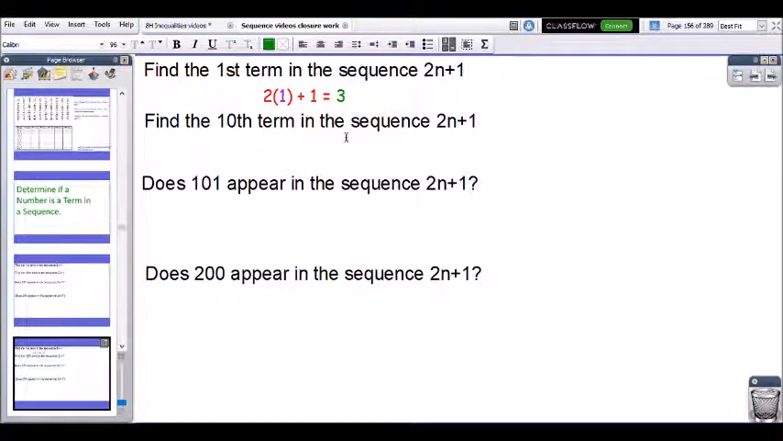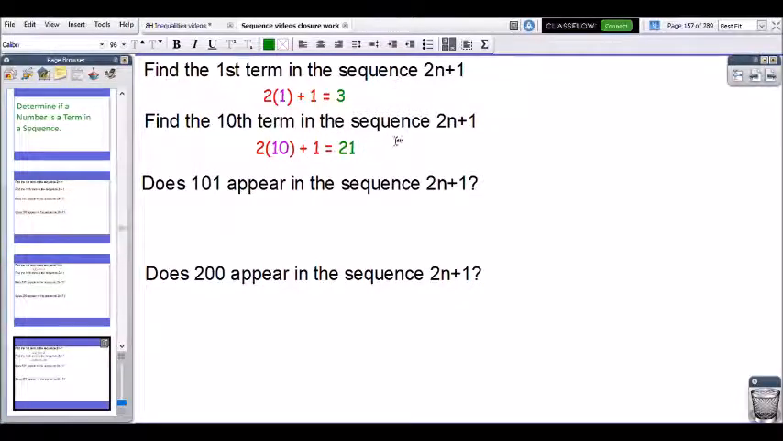The next question is asking me to find the 10th term in this sequence. So can you predict what I'm about to do? Remember, if I'm trying to find a particular term, let's say the 10th term, I'm going to substitute this n for a 10. So I'm doing 2 lots of 10, add 1. Well, 2 lots of 10 is 20, add 1 gives me 21.